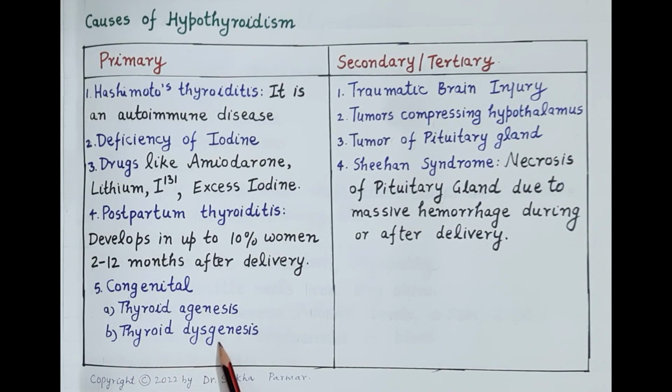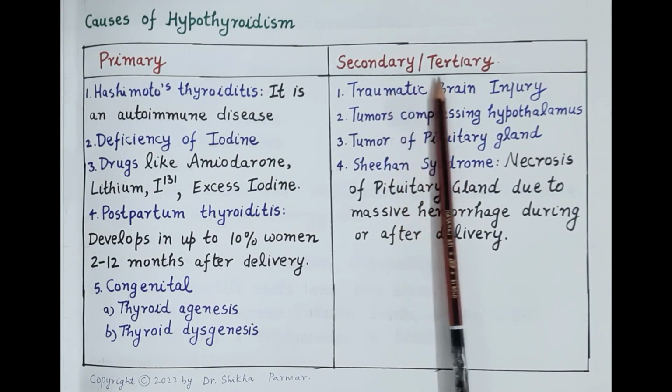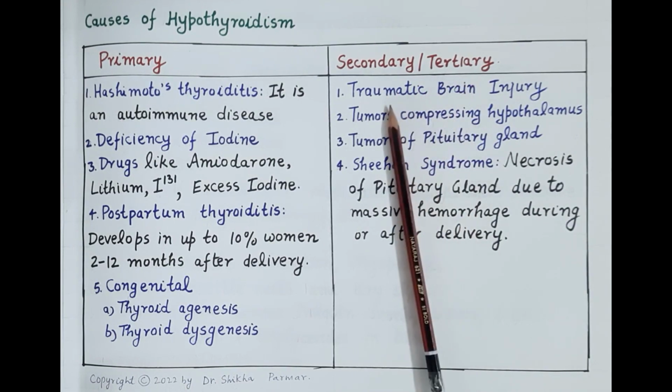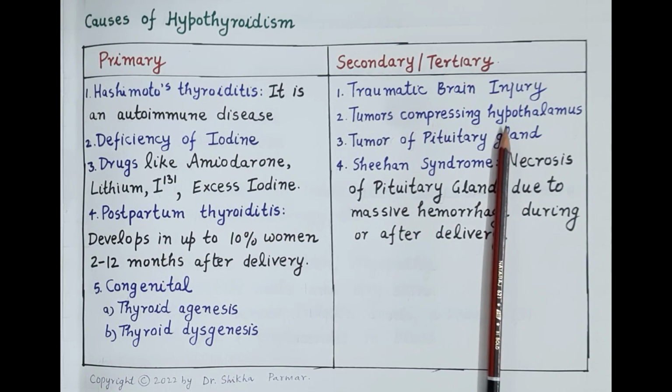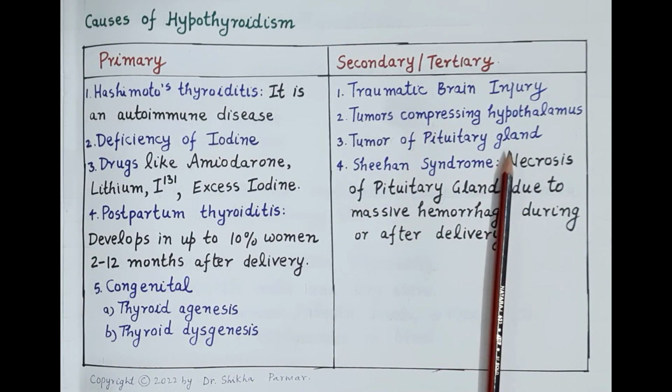Now next is the secondary and tertiary hypothyroidism. Now this is also termed as central hypothyroidism, and this usually occurs rarely. Now main causes of central hypothyroidism are traumatic brain injury. This injury can cause damage to the hypothalamus or the pituitary gland. Then any tumor compressing the hypothalamus, this prevents release of TRH. Another cause of secondary hypothyroidism is the tumor of pituitary gland.